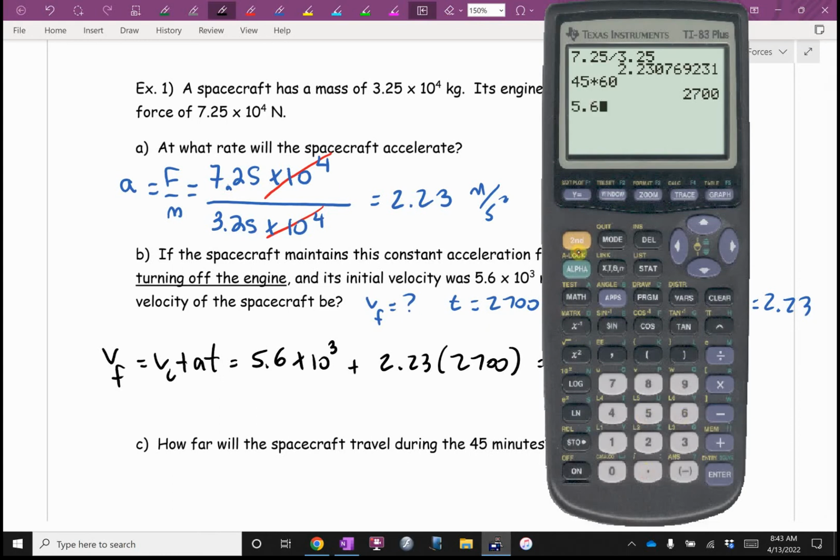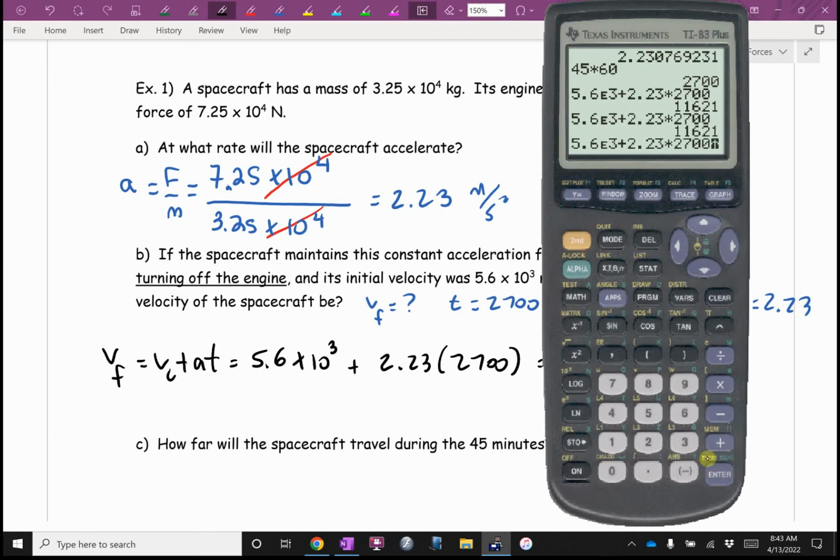5.6 scientific notation button to the 3 plus 2.23 times 2700. And I get 11,000. Oh, I used 2.23. After all that bragging, I didn't even use my answer button. Well, that was silly. Let's do this.